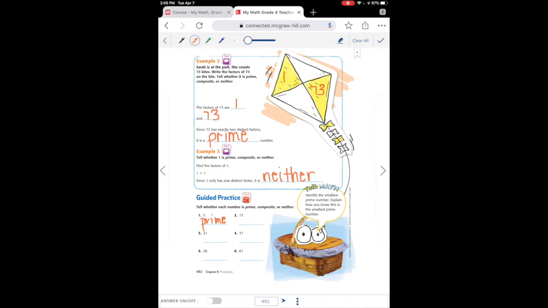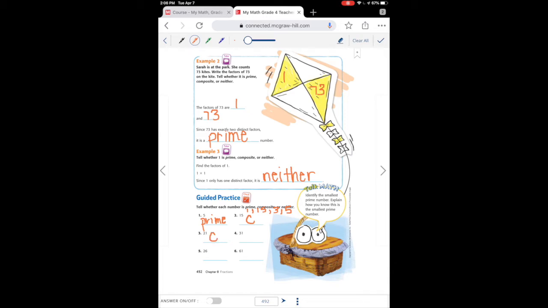15. I know factors of 15 are 1 and 15. I know that 3 and 5 are factors of 15. So since it already has more than 2, it is composite. I'm just going to write a C so I don't have to write composite out. Number 3, 21. 1 and 21 are factors of 21. What other math facts do I know that multiply together to get a product of 21? 3 and 7. So since it already has more than 2, it is a composite number.